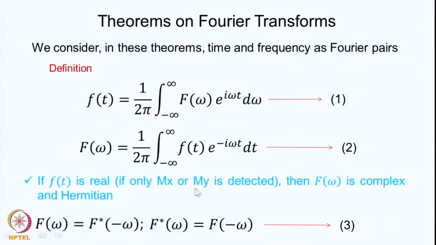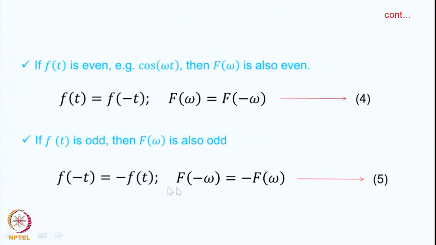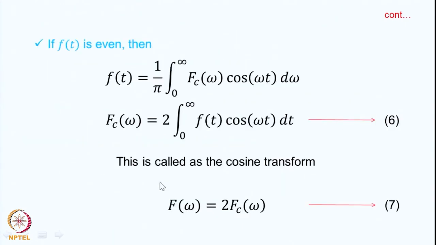How do we get such kinds of situations? This depends upon what we actually collect. If you collect only one of these components, Mx or My, depending upon what you collect, this can be collected as a cosine function or a sine function, and depending on that you will have this sort of behavior. Now, there are other properties which will come as a result of the definition of the Fourier transform itself.